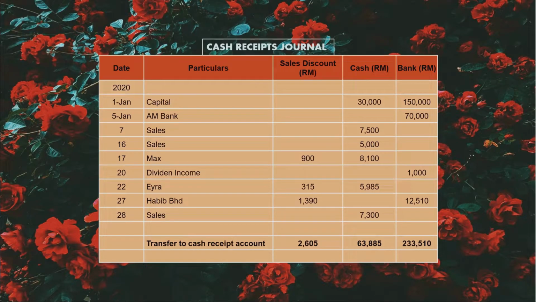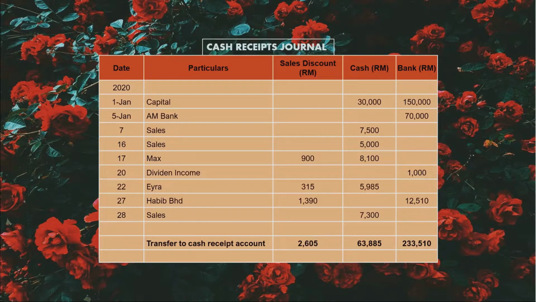Let's go to the cash receipt journal. On 1st January, the business deposited RM 150,000 to the bank account as the capital for the business. The owner also deposited RM 30,000 as a cash capital for the business. On 5 January, the business bank increased by RM 70,000 as a loan from M-Bank.